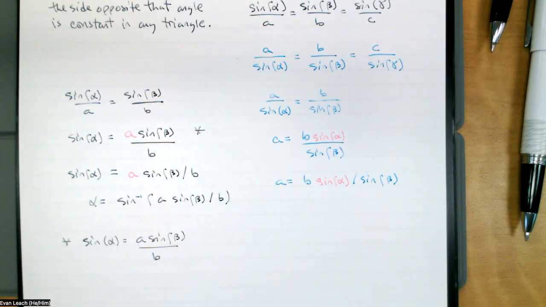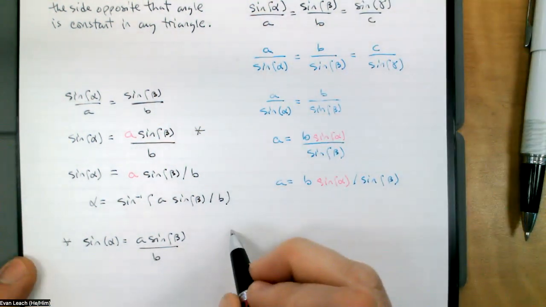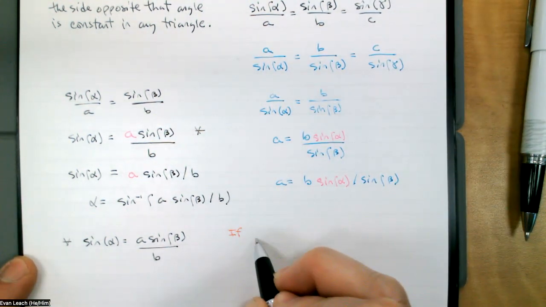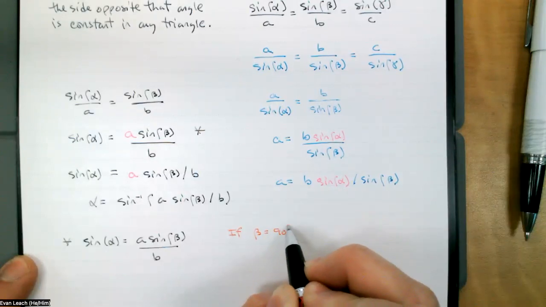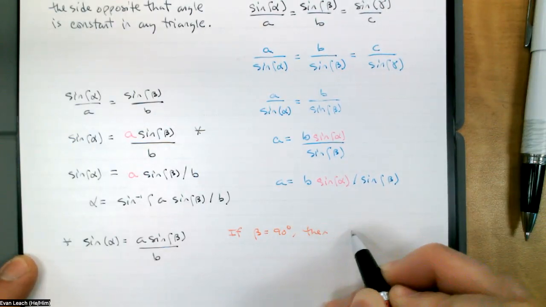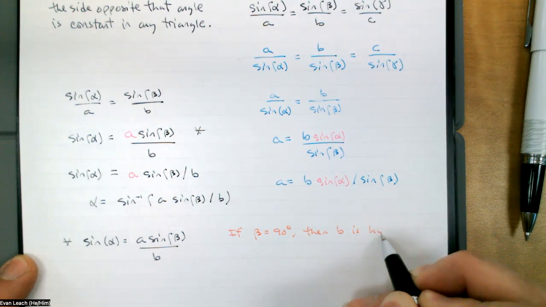Notice that side A is opposite angle alpha. Side B is opposite angle beta. If beta is a 90-degree angle, then B is the hypotenuse. And this statement reduces to sine of alpha is opposite over hypotenuse. So if beta is equal to 90 degrees, then B is the hypotenuse.